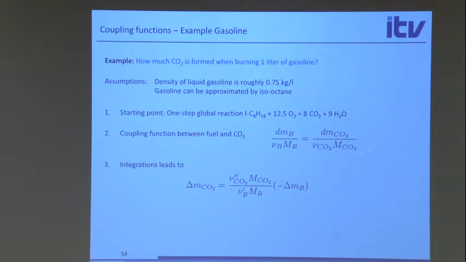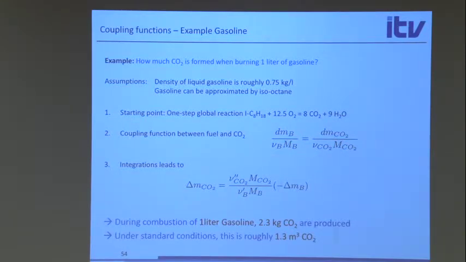We use the same relation as earlier. Now we relate the fuel with the CO2. And then again, this here we can easily determine from the global reaction and the molecular weight of the species. And we find that when we convert 1 liter of gasoline, we produce 2.3 kilograms of CO2. So that is, under standard conditions, 1 cubic meter of CO2. Okay? So that's a lot of CO2.